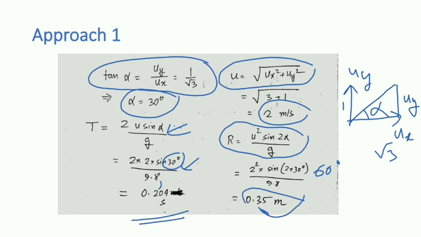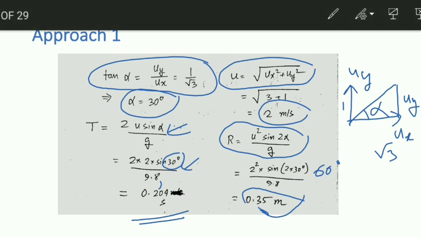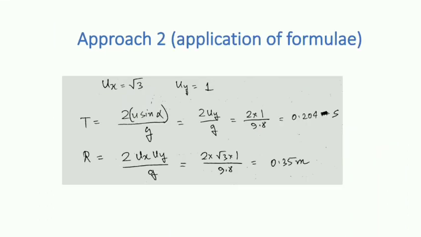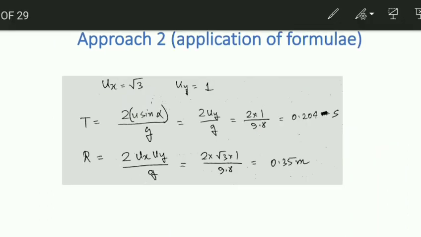However, we had a lot to do here. We had to find alpha, we had to find u, then we had to find T and R. Let's see if there is an easier method. See approach 2. Here we will just play with the components.